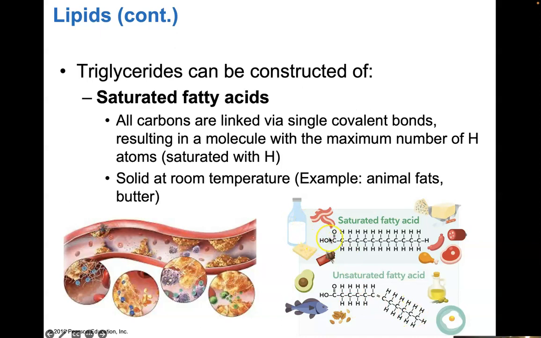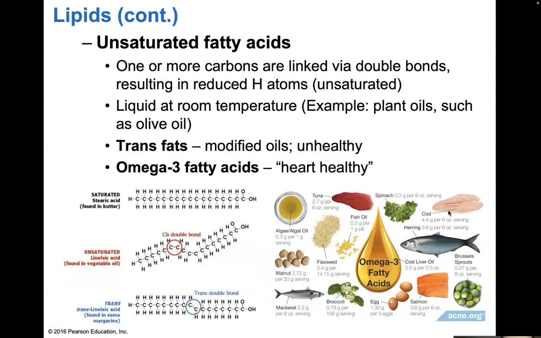Now, the reason that saturated fatty acids stay solid at room temperature is that all of these 3 fatty acid chains are saturated. And so they pack nice together. You can see, if you had 3 of these chains, right? They pack nice and dense together, and that allows them to stay solid at room temperature. So saturated fatty acids are going to be things like animal fats and butter, which originally comes again from the milk of an animal, right?